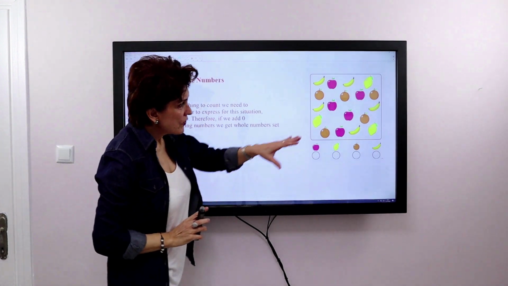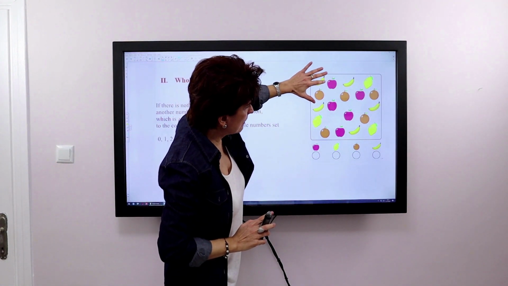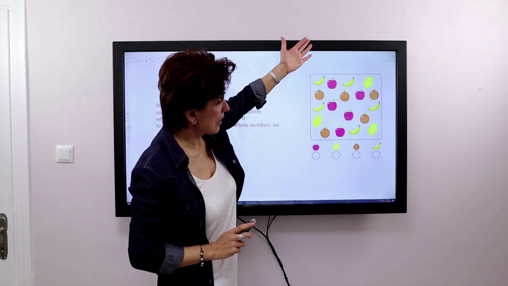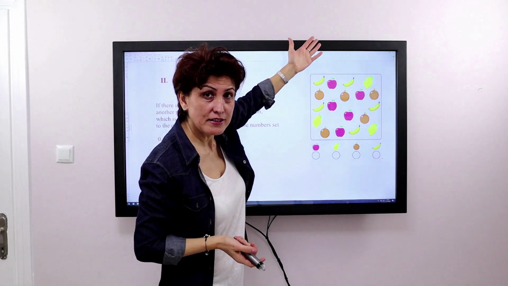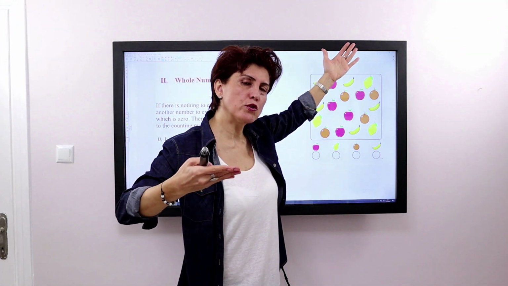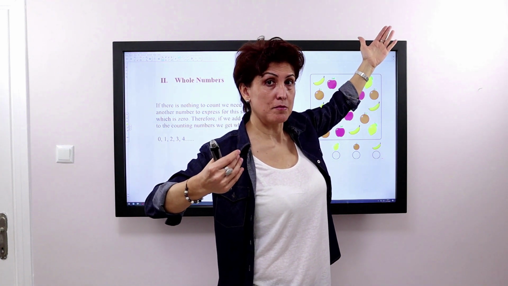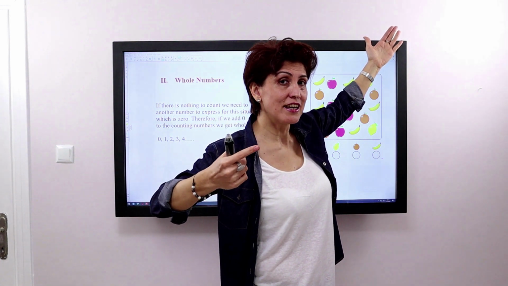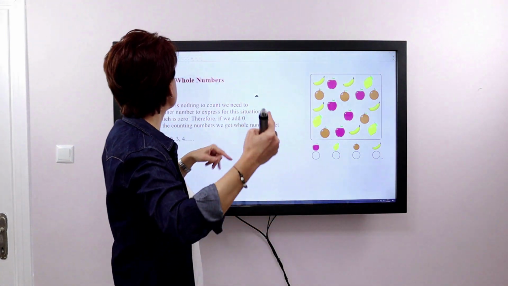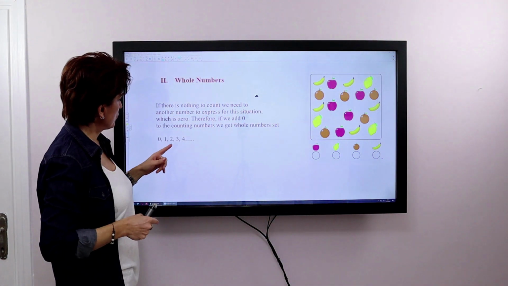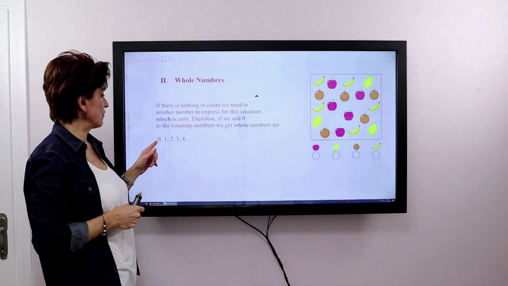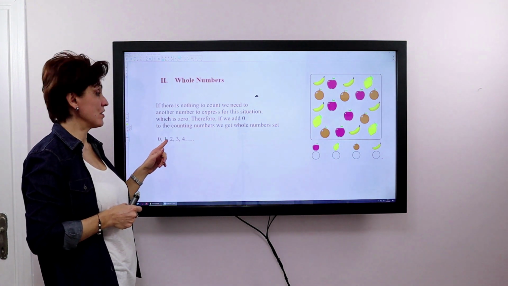For example, when you look at this table, how many cucumbers are there? None. There aren't any, right? To express this kind of situation, we need to use another number. What is it? 0, right? If we add 0 to the natural numbers, we get whole numbers. They are 0, 1, 2, 3, 4.